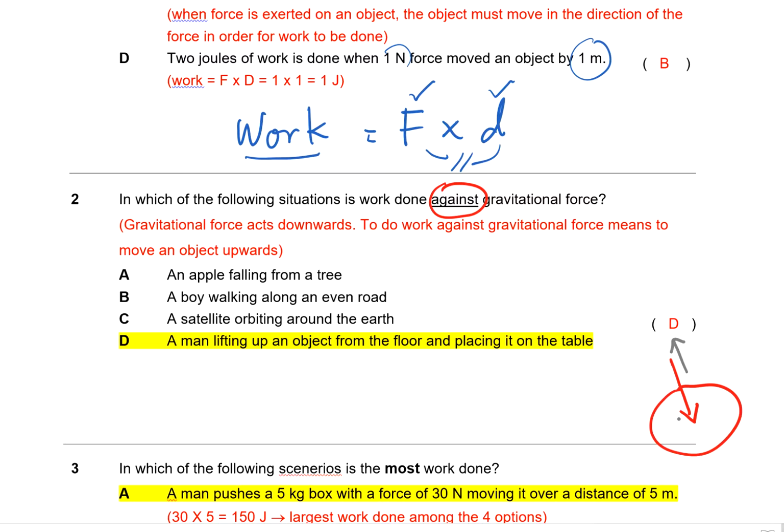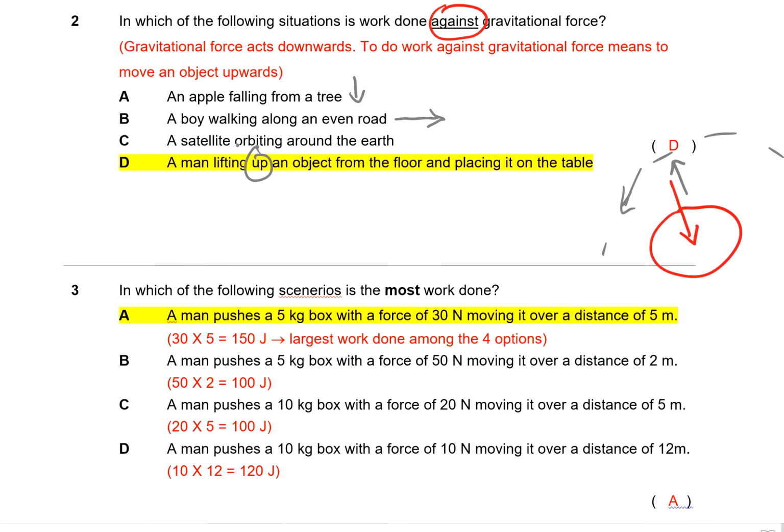So if you look at all the options, A, B, and C, the object is moving downwards. The boy walking along an even road, so this is horizontal. So again, it's not up, right? The satellite, so that's moving this way around the Earth. So the only one that's correct is D, because you are lifting something up from the floor. Okay, so the Earth is pulling it down and you're lifting it up, so you're doing work against gravitational force.